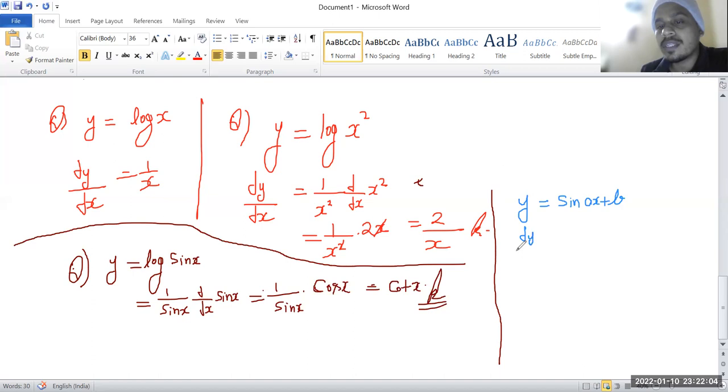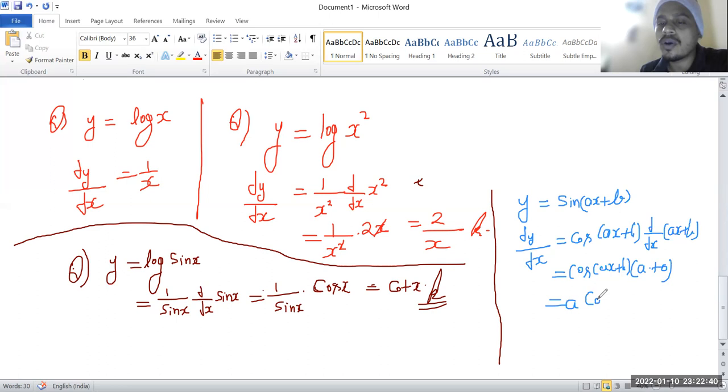Differentiating with respect to x, dy by dx equal to sine ax plus b, and ax plus b is in bracket. So ax plus b is treated as x, so it is cos ax plus b. And in chain rule, again differentiate ax plus b. It is cos ax plus b, and d by dx of ax is a and b is 0. So it is a cos of ax plus b. This is your answer. A cos of ax plus b.